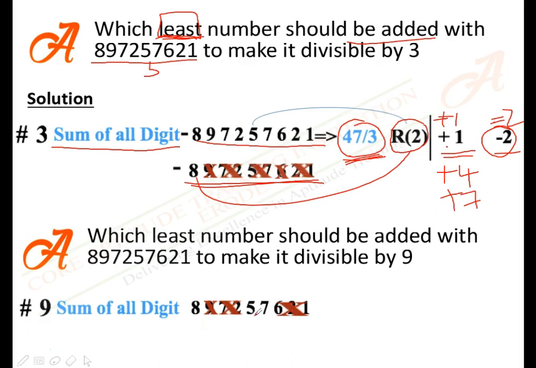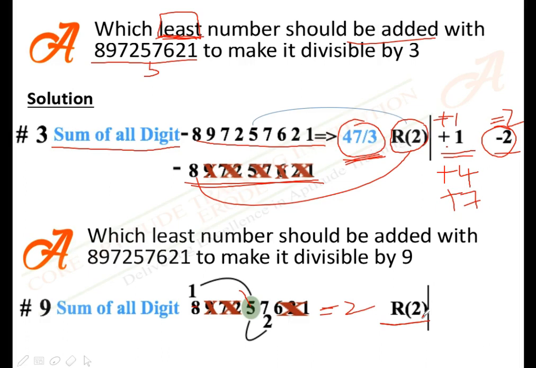So what you can do? You can give 1 to here, 2 to here, and what you are left with is 2, correct? So what is the remainder then? The remainder is 2. Which least number should be added? You already have an extra 2. So what number should be added? The least number that should be added is 7. So 7 plus 2 will become 9.